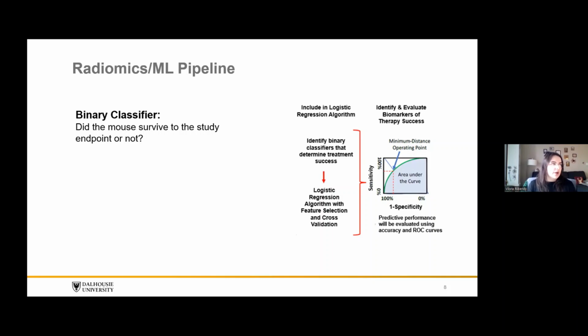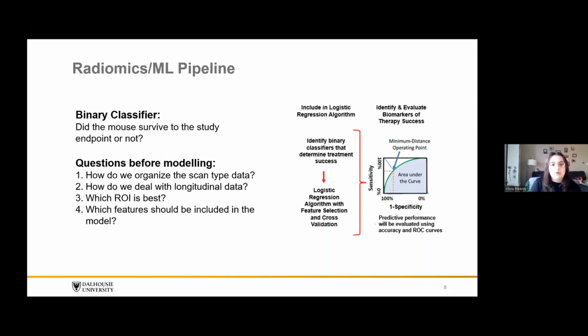Firstly, the binary classifier that I'm looking at is, did the mouse survive to the study endpoint or not? If they did survive to the study endpoint, I deem that as a success, and that output is 1. And if they did not survive to the study endpoint, that is not successful, and that is given a binary classifier of 0.